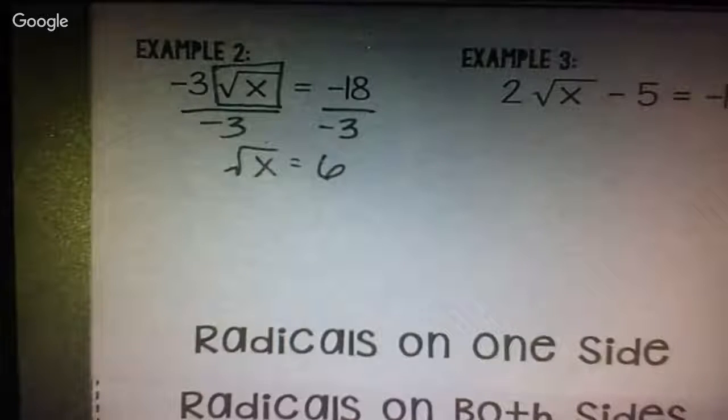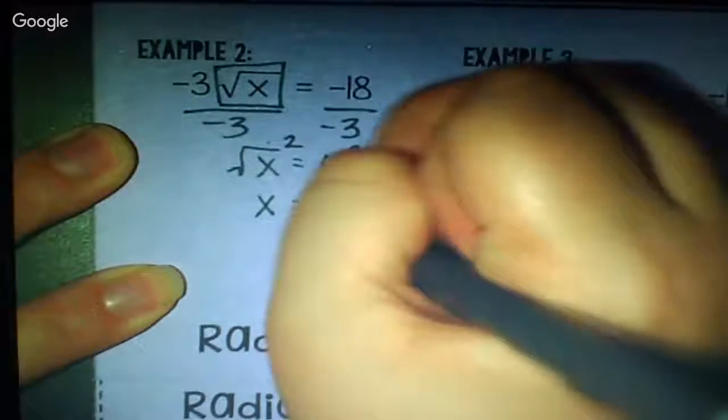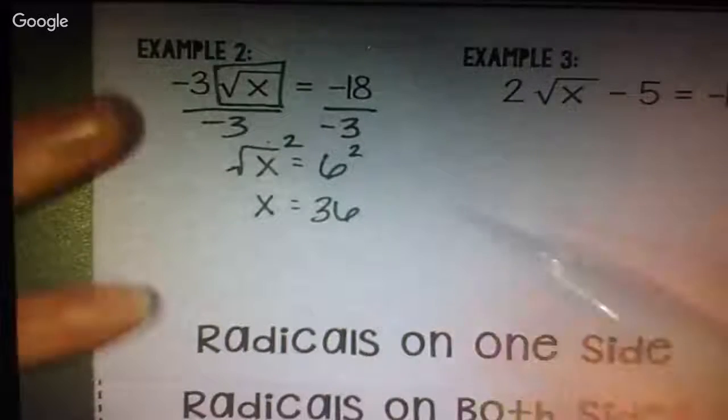Okay. Once the radical's all by itself, you need to do the opposite of taking the square root, which you told me before was squaring it. Well, when I square the left, I'm left with x. What I do to the left, I must do to the right, which means I'm left with 36. Again, plug it in and check it. Make sure it's going to work.